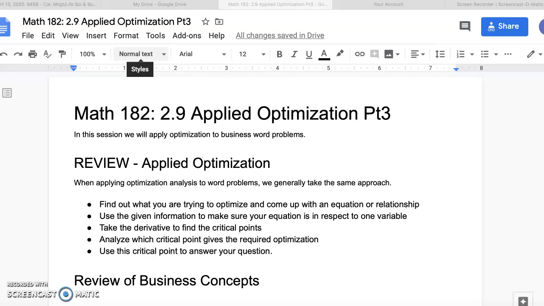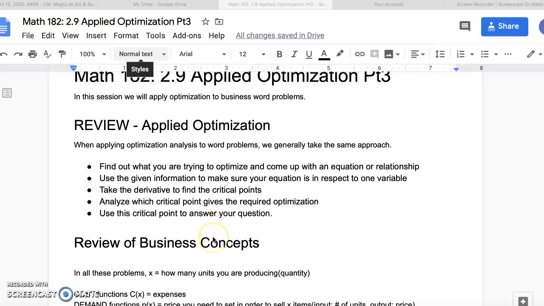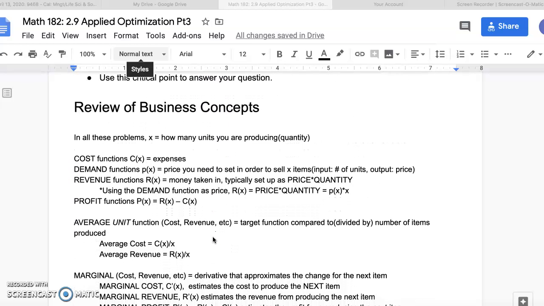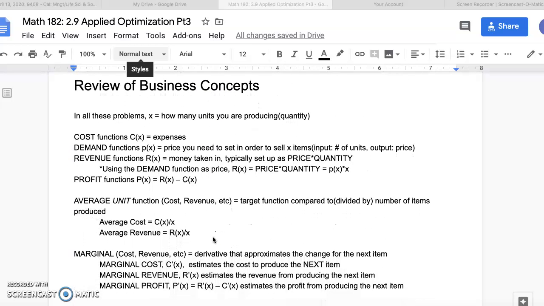So let's go ahead and apply this to a business problem. Now we've gone over several business concepts. This first example deals with revenue. Recall that revenue means money taken in, so basically the income for a business. Typically we set up revenue as price times quantity: how much you sell something for times how many things you are selling.